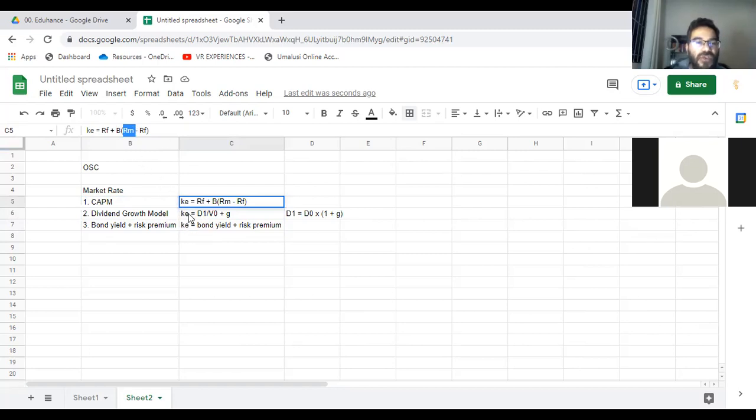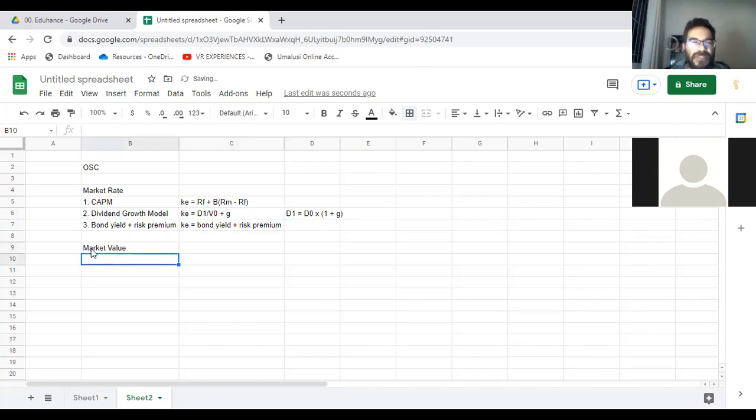If they are giving you dividends, whether current dividends or next year's dividends, and you have a share price, and they give you growth, or you're able to calculate growth, then it's telling you to use the dividend growth model. So just be aware of that. So that is market rate. Now we come to market value.